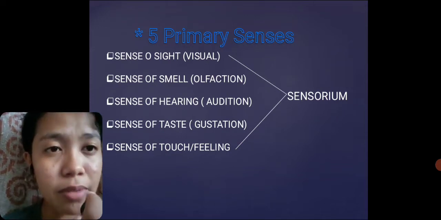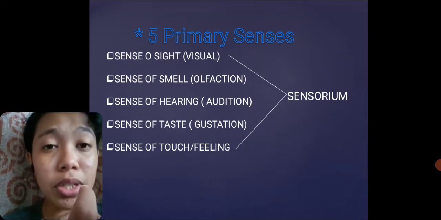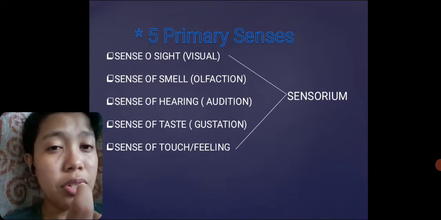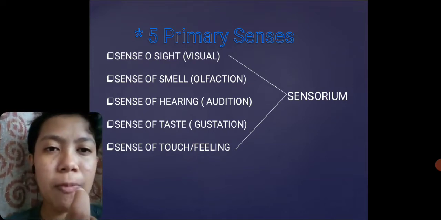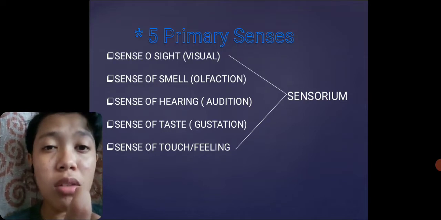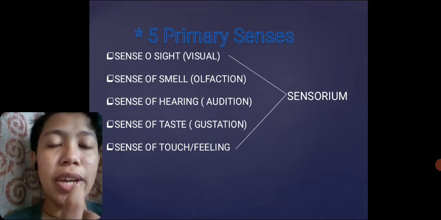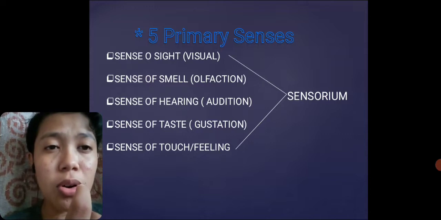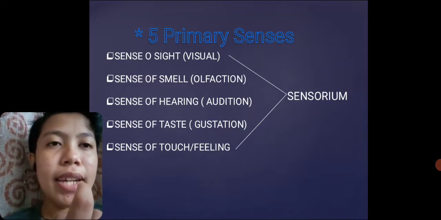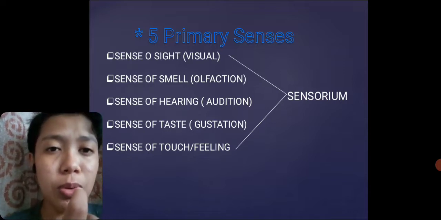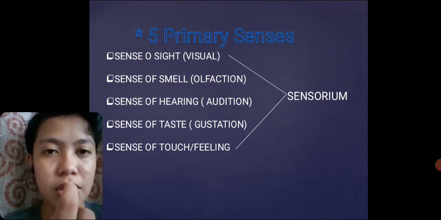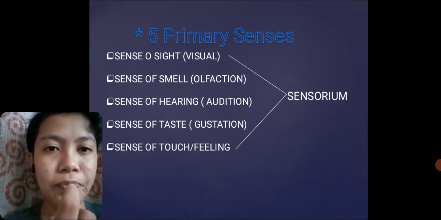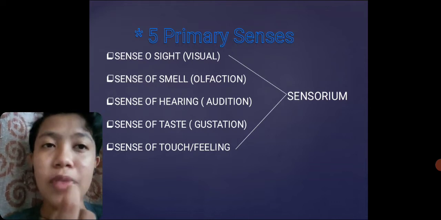We have hearing, which is audition, through your ears. We have the sense of taste, which is gustation, using our tongue. And lastly, the sense of touch or feeling, using our skin. As I introduced in the definition of terms, these five senses are what we call the sensorium, which is the totality of our senses.